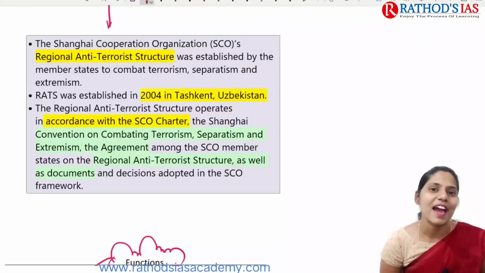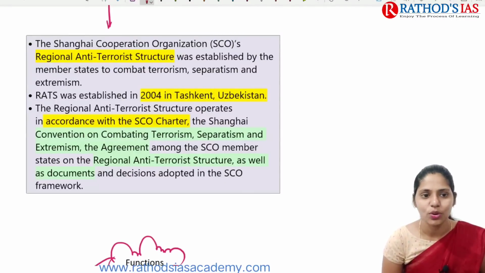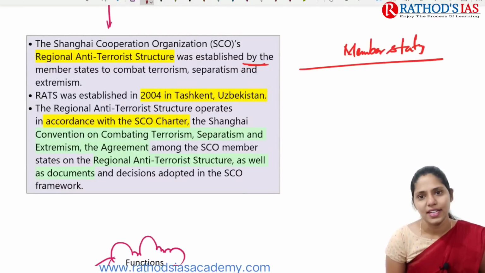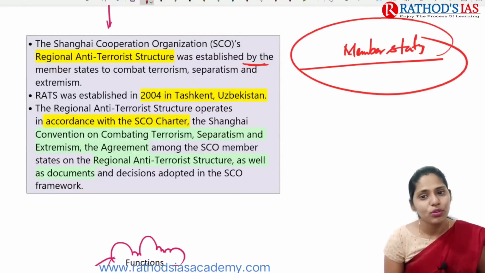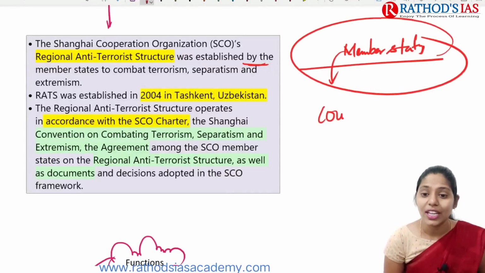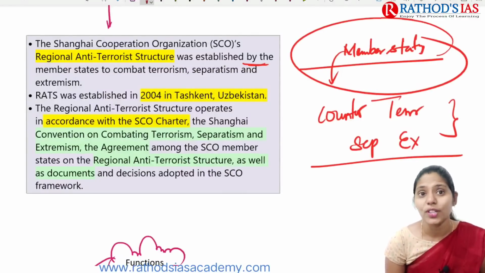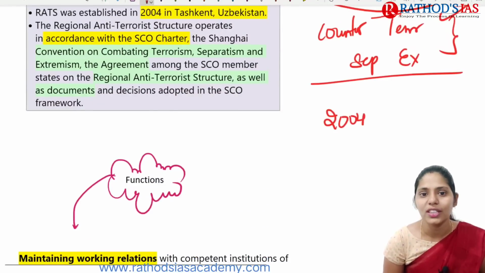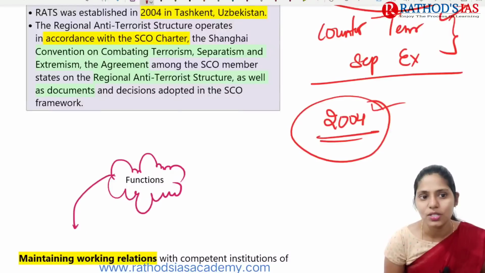If you're talking about some facts regarding SCO RATS, it is nothing but the Shanghai Cooperation Organization Regional Anti-Terror Structure. It was established by the member states. So what is the important aim of this? The name itself says anti-terror: it is to counter terrorism, separatism as well as extremism. These are 3 important words that you have to remember. This RATS was established in 2004 in Tashkent. Okay, Tashkent is located in Uzbekistan.